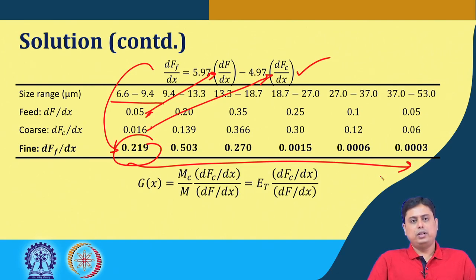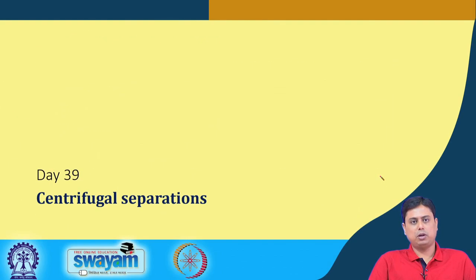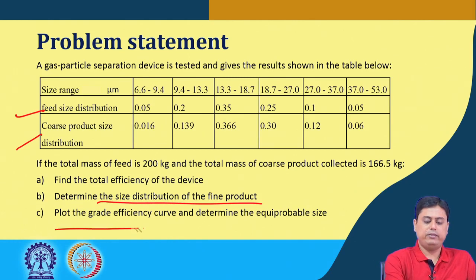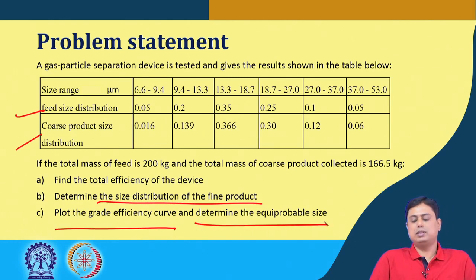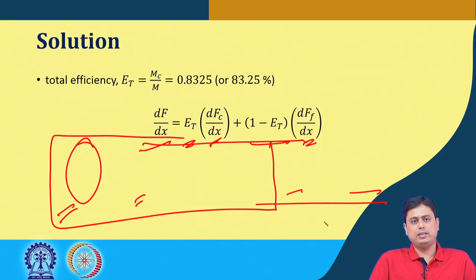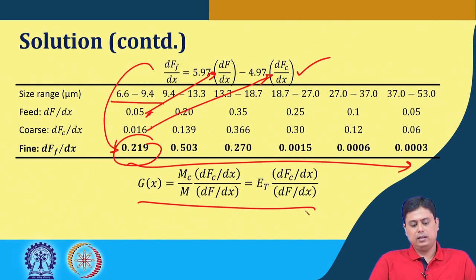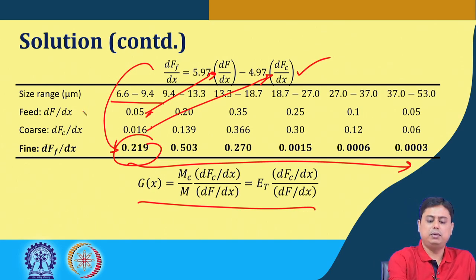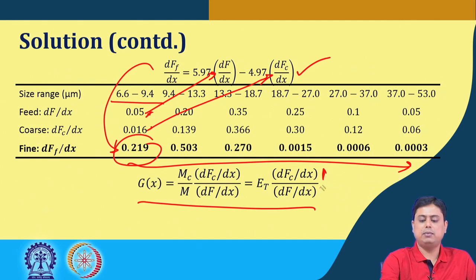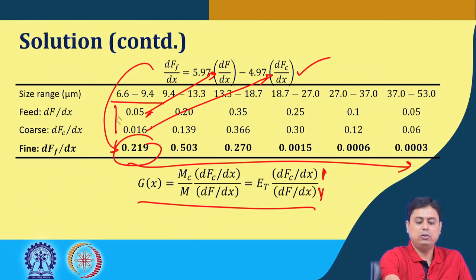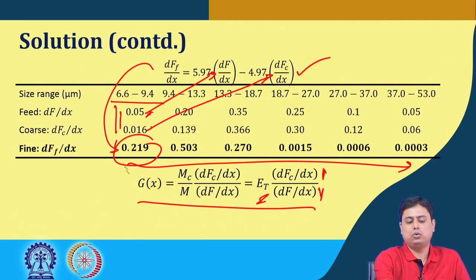Now, the third question is the grade efficiency curve. If we go back to the problem, it says to plot the grade efficiency curve and determine the equiprobable size. So, the grade efficiency, again by definition, is this one. This we have seen. Now, again here we can use this simple table once again, because dF_c by dx and dF by dx, both these values are known, E_t is known. So, for each and every size range we can calculate the G(x).